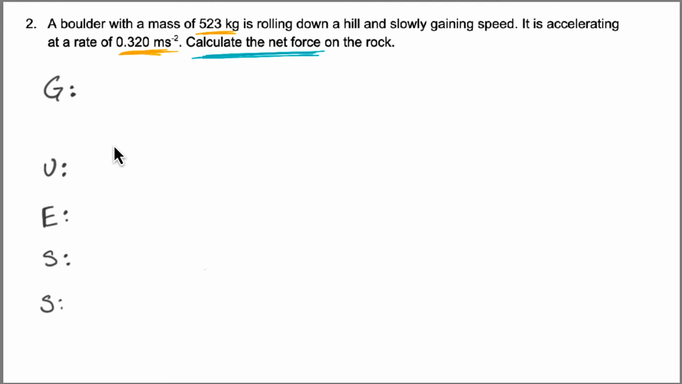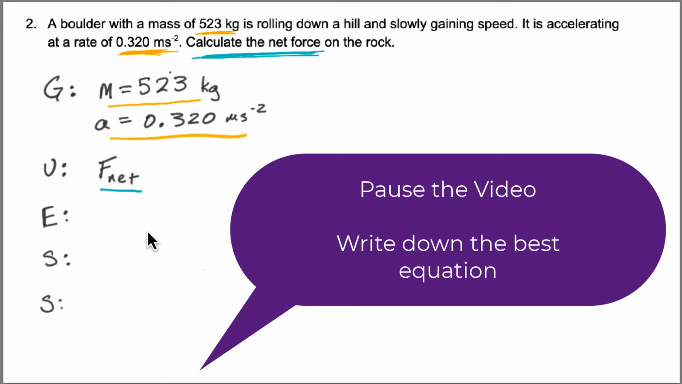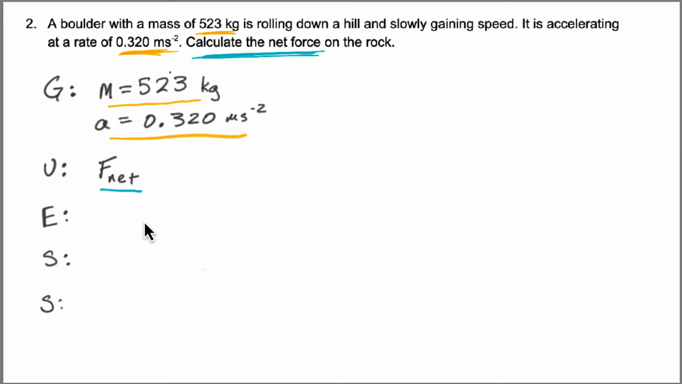Welcome back. So hopefully you were able to pull out the given information of m equals 523 kilograms, a equals 0.320 meters per second squared, and that the net force is our unknown. So F net is our unknown. Go ahead and take a look at your equation sheet and see, is there any equation on there that has F net, a, and m in it. Cool. Hopefully you pulled out the equation F net equals mass times acceleration. Go ahead and plug in those numbers and solve, please.